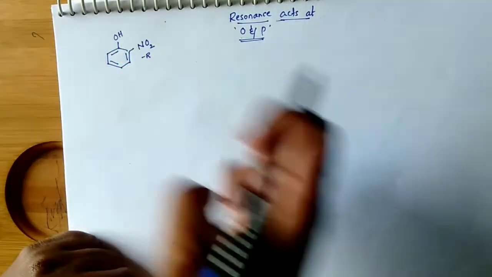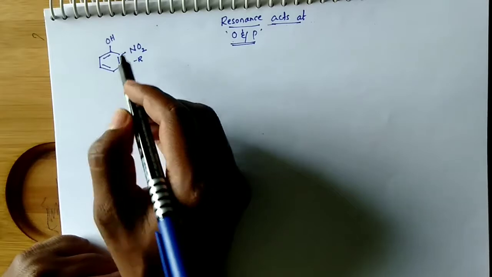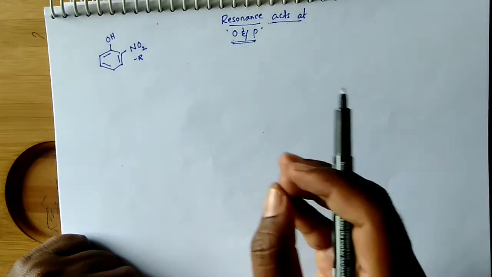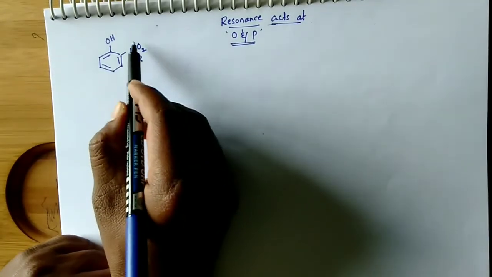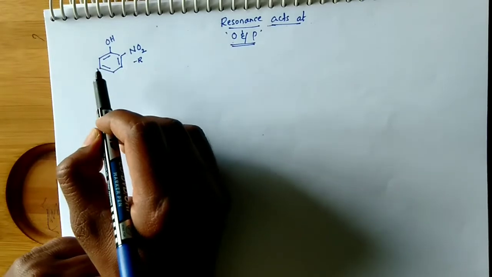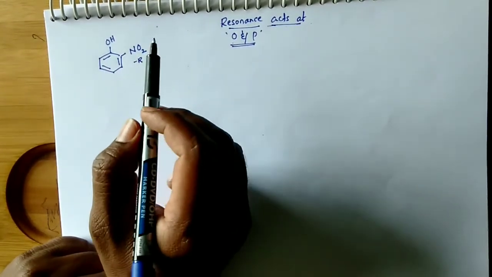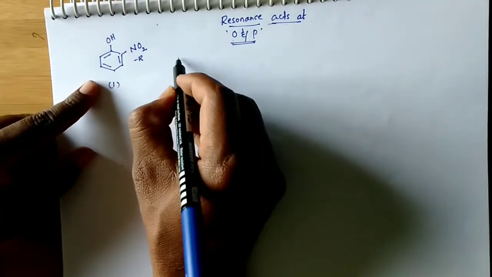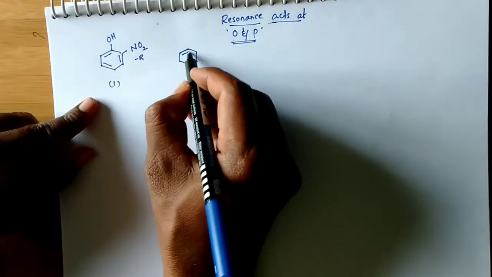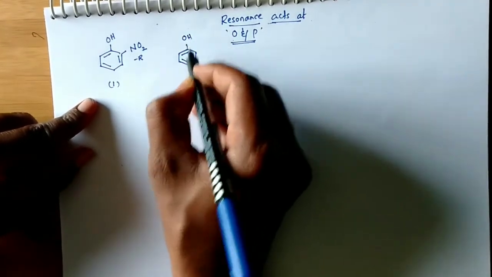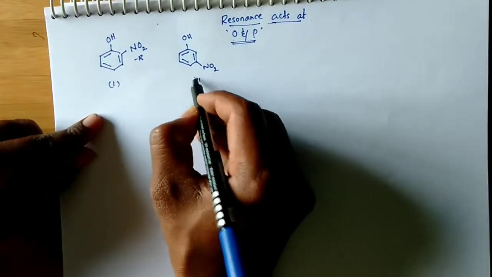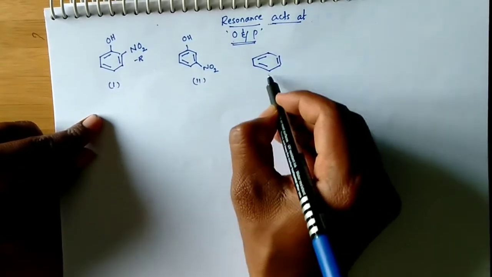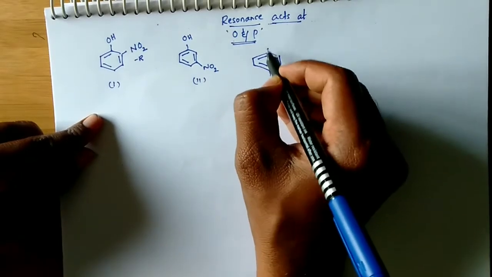This is a minus R group, meaning an electron withdrawing group. So an electron withdrawing group destabilizes the phenoxide ion. We know that. So here the phenol's acidic strength decreases. Generally, if minus R groups are present on the benzene ring, the acidic strength decreases. So in the first case I am taking it at the ortho position. In the second case I am taking this minus R group at a meta position. In the third case I am taking the minus R group at a para position.